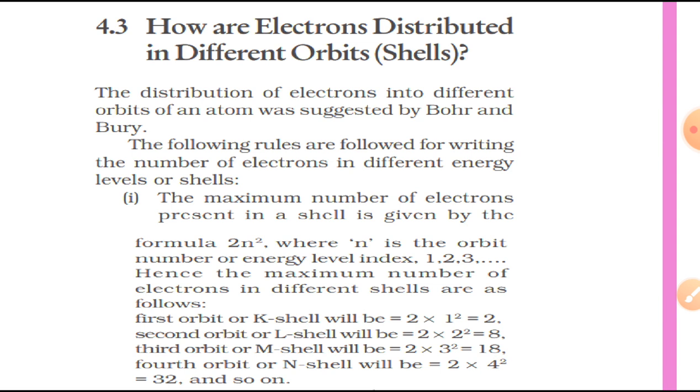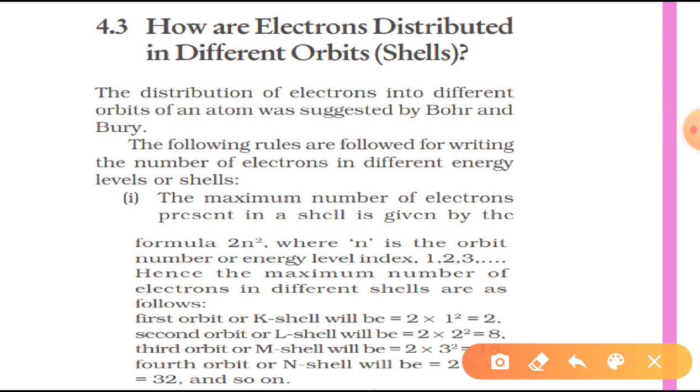So we have studied that there are many shells like K, L, M, N in which the electrons are revolving around the nucleus. Now we will find out the distribution of electrons, how they revolve around these shells. So that distribution will be studied by us.